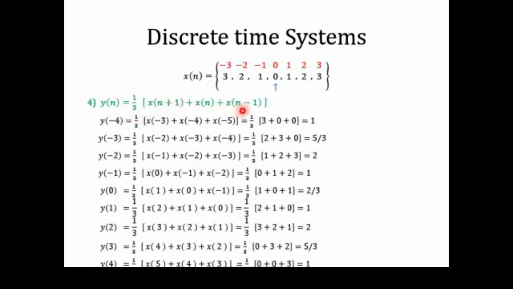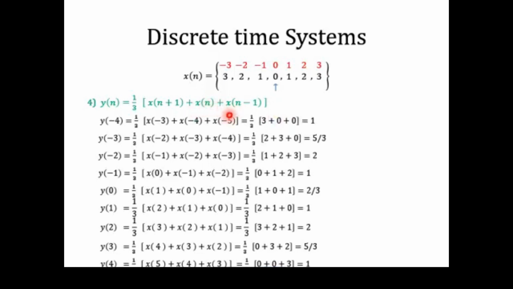Now we have to put small n equal to minus 4 everywhere. So 1 minus 4 will be minus 3, n is equal to minus 4, and minus 4 minus 1 will be minus 5. So x of minus 3 means the sample value of x of n present at minus 3 index. Here the sample value is equal to 3 at minus 3 index, so x of minus 3 will be equal to 3. And x of minus 4, the sample value defined at minus 4 index, is 0 because it is not present. So you will simply write 0 in place of x of minus 4.